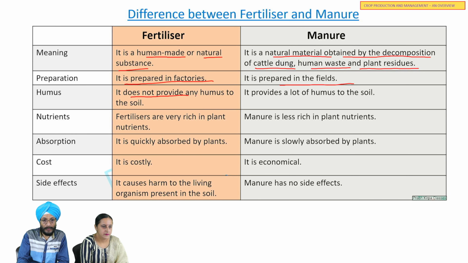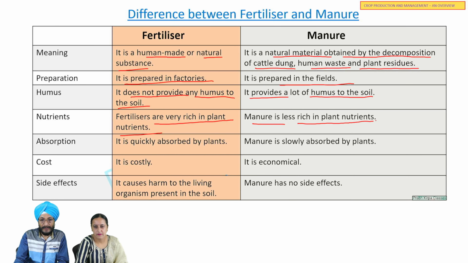Fertilizer does not provide any humus to the soil, whereas manure provides a lot of humus to the soil. Fertilizers are rich in plant nutrients. Manure is less rich in plant nutrients. Fertilizer is quickly absorbed by the plants, whereas manure is slowly absorbed by plants.